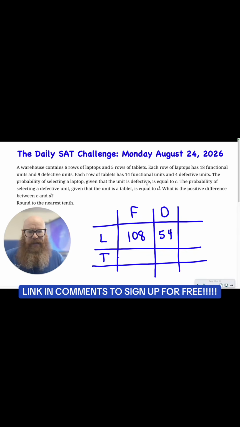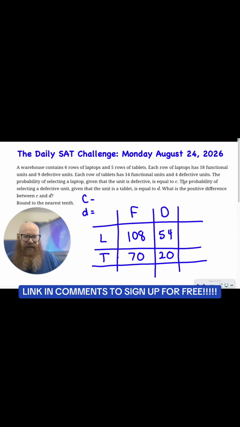There are 14 functional and 4 defective for each row, and there are 5 rows. So 5 times 14 is 70, and 5 times 4 is 20. Now, I'm not going to find the totals yet because I don't want to waste any time. So what I'm going to do over here is I'm going to find C and D.